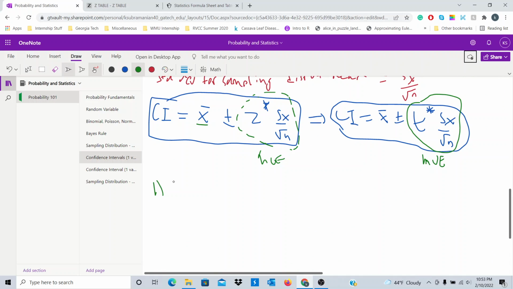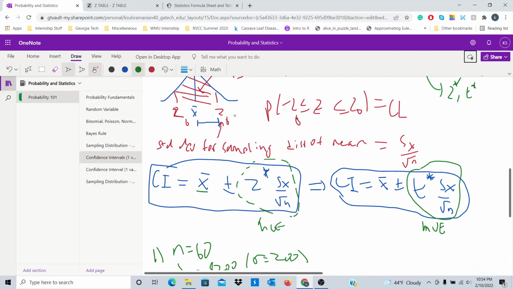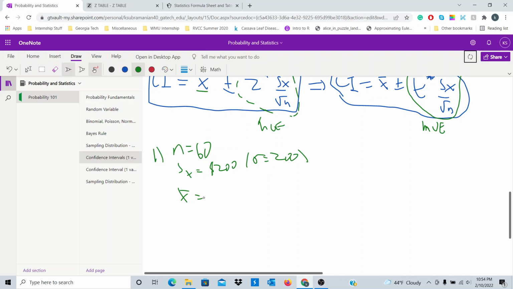So for example 1, what do we know? We know the sample size is 60. We know that the population standard deviation is 200, right? So in this case, sigma is 200, because sigma represents the population standard deviation, and s sub x is the sample standard deviation. We also know that the sample mean is $1,000, and the confidence level of interest is 95%. So what do we know from the sample? We know that 60 is greater than or equal to 30, right? So by CLT, the sampling distribution is approximately normal.